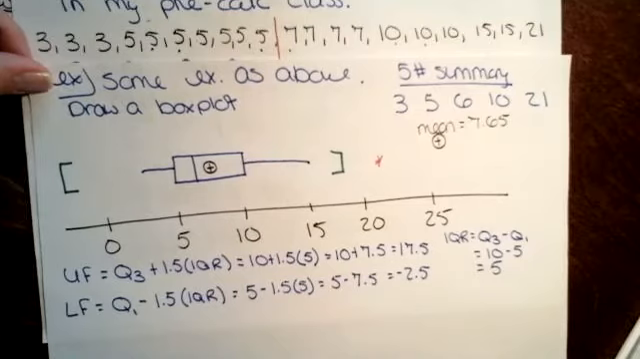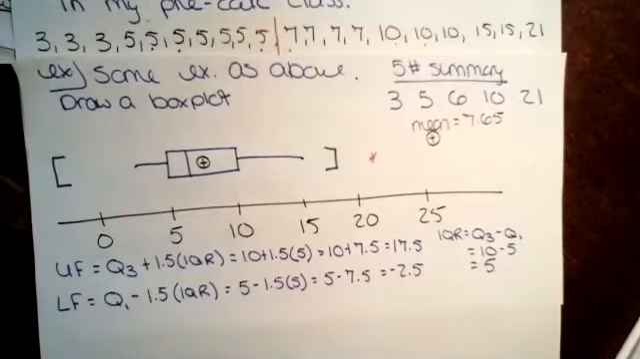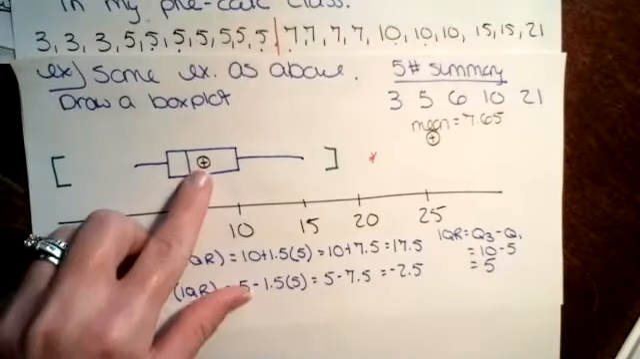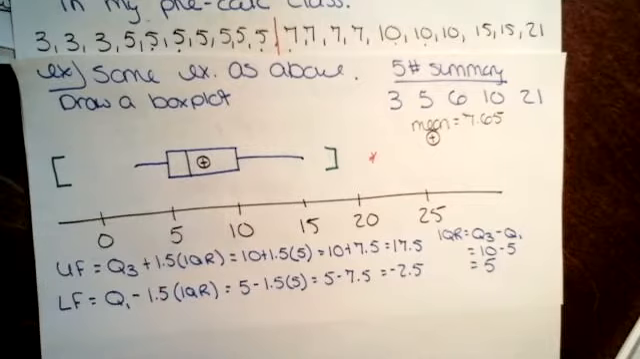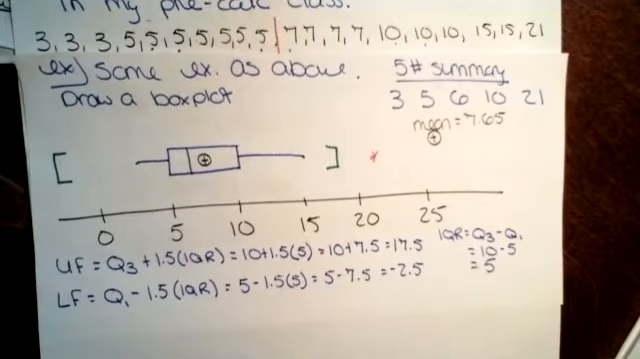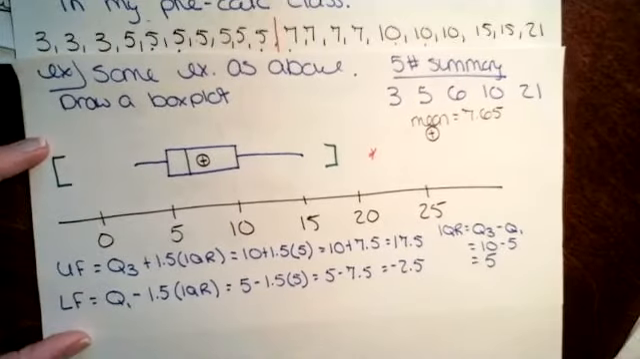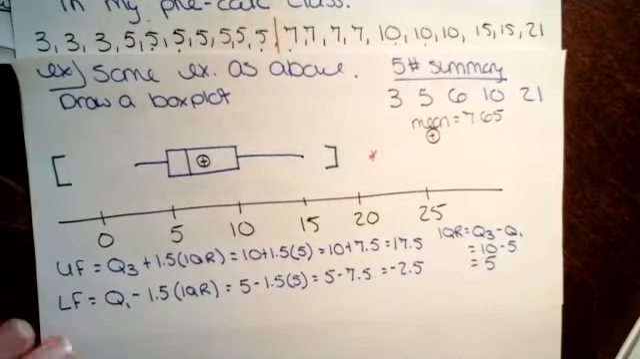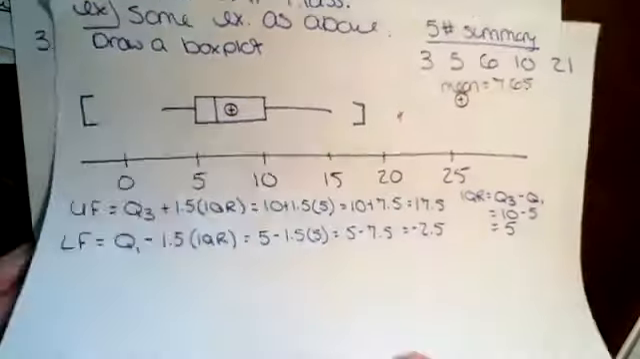The reason I include the mean on a box plot is that now I can compare my mean to my median, and hopefully tell the shape of my data set. Remember last week we talked about the mean and median, their relationship to each other, and what that means for the shape of my data. So that's drawing the box plot from this example. Are there any questions on that example before I keep going?